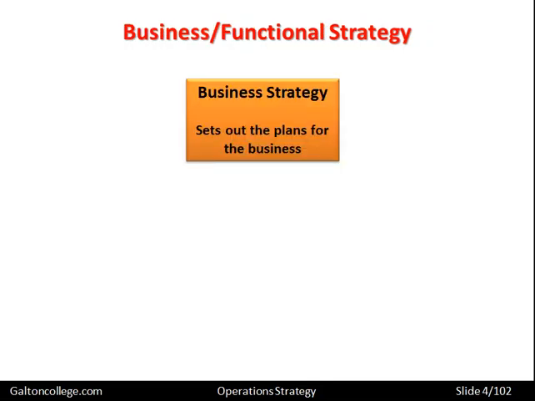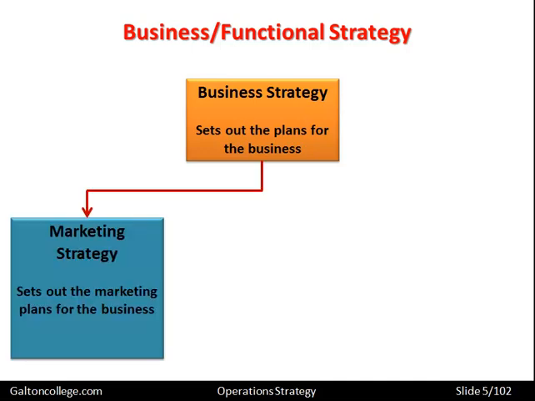We start with a business strategy. We'll start at the organizational level, which sets out the plans for the business. The business strategy is the vision for the business. It perhaps runs over a 3, maybe a 5-year period or even longer, which sets out where the business wants to be, what it wants to achieve, the type of goals it's setting itself. So that is the strategic vision of the business. Now that will drive the other aspects of the business.